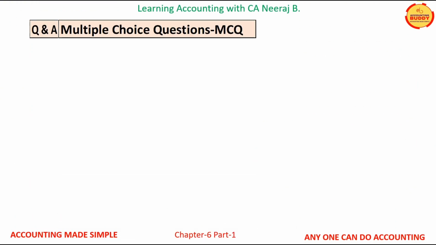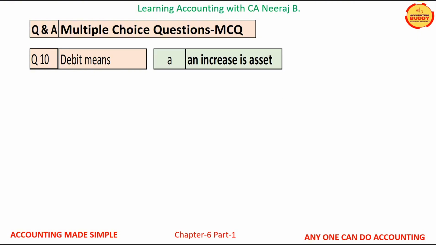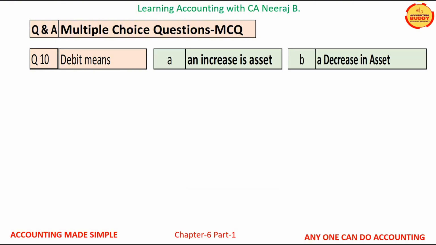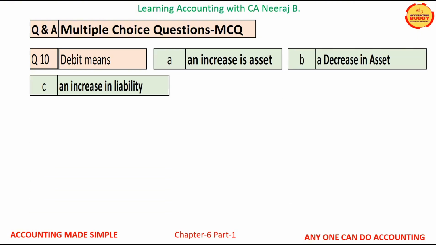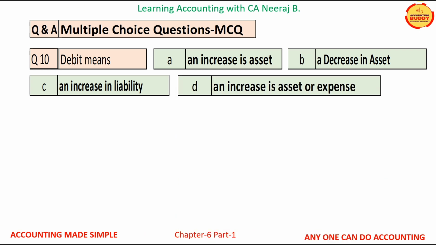Let us test our knowledge through multiple choice questions. Question number 10 on your screens is, debit means, and the options which are available are option A, an increase in asset, option B, a decrease in asset, option C, an increase in liability, and option D, an increase in asset or expense. The correct answer is option D, an increase in asset or expense means the debit.